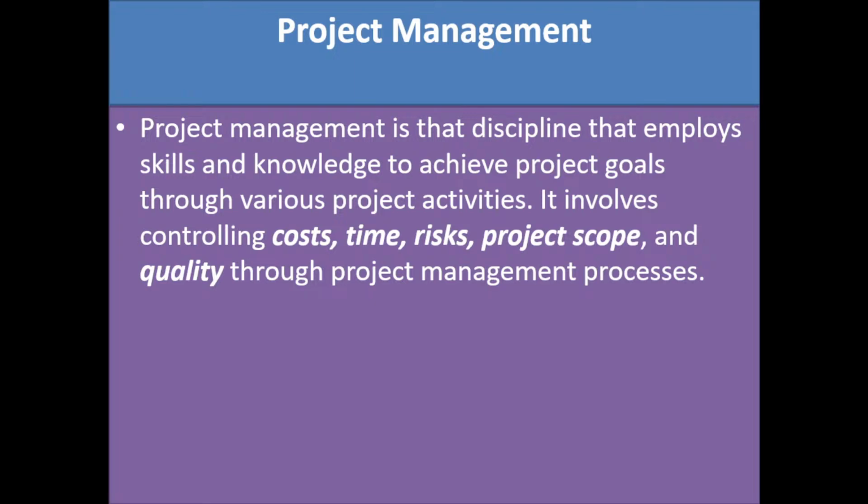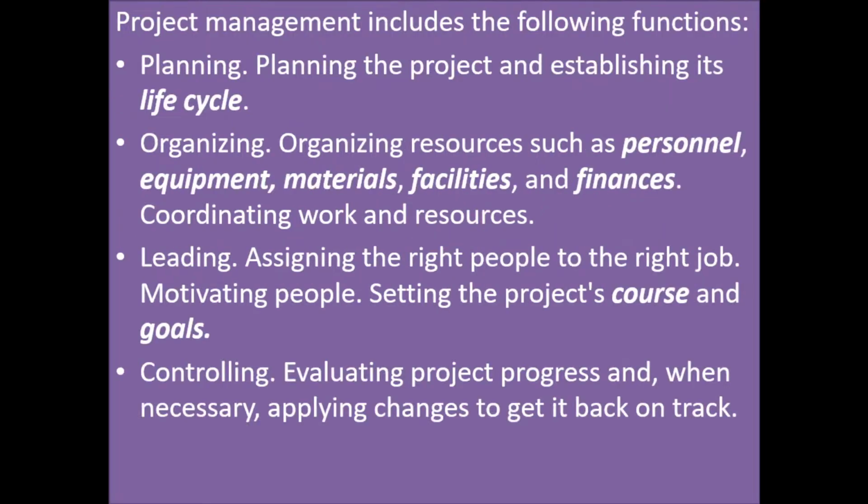The first function of project management is planning. Why do we plan a project? The main aim of planning a project is to establish the life cycle of the project. And what is the life cycle of a project? The life cycle of a project is what? 1 to 4 years. I hope my attendance is going right. My uncle is going around, right? Okay.